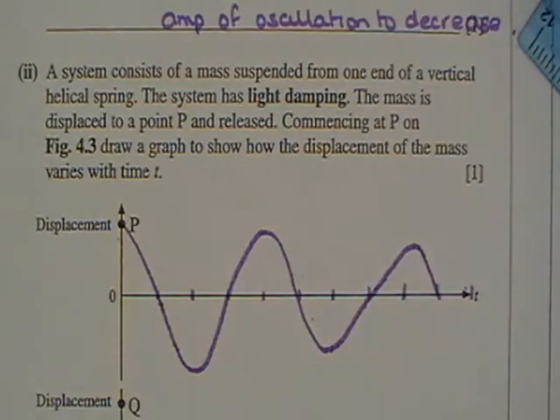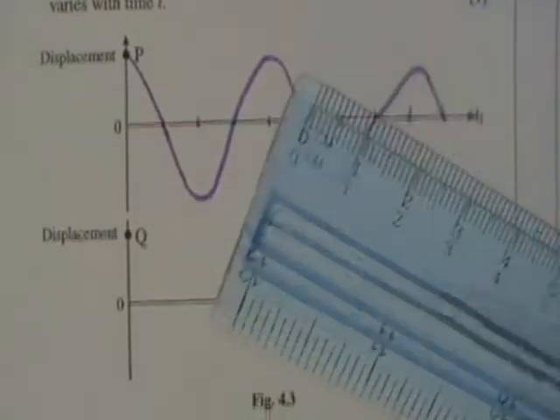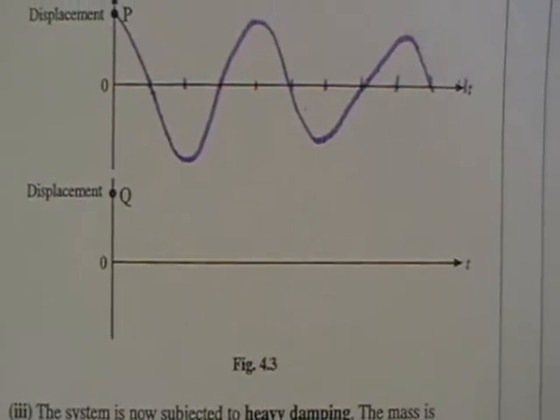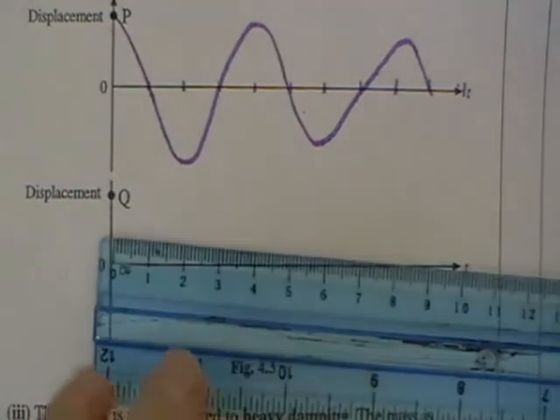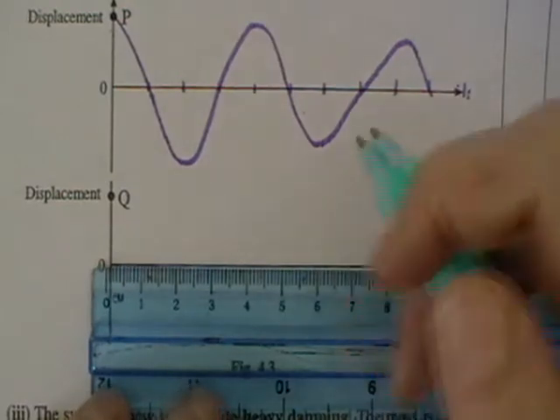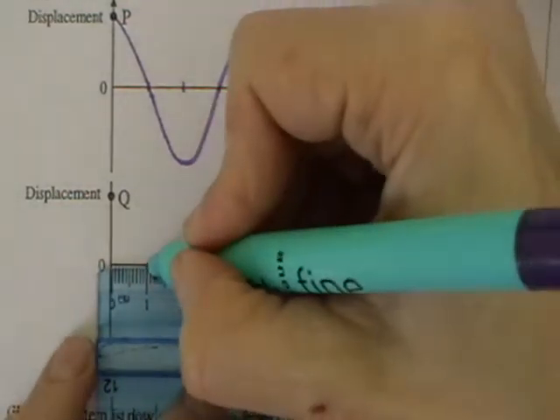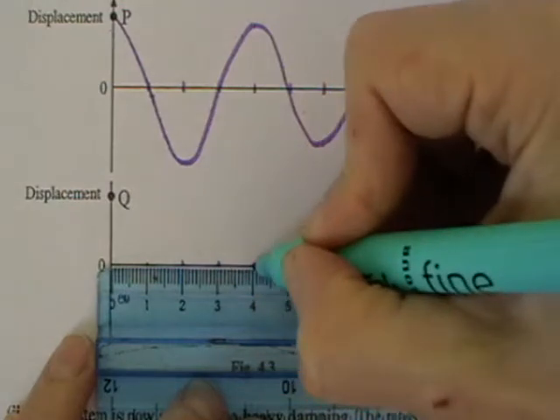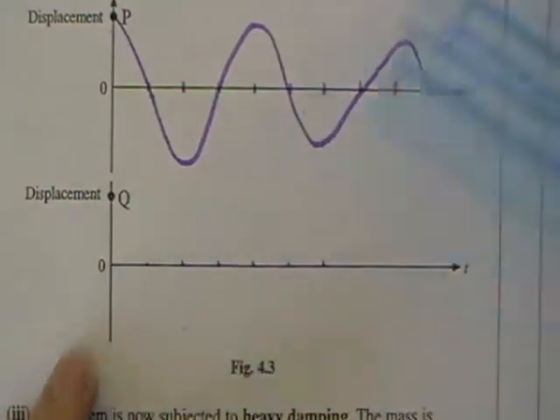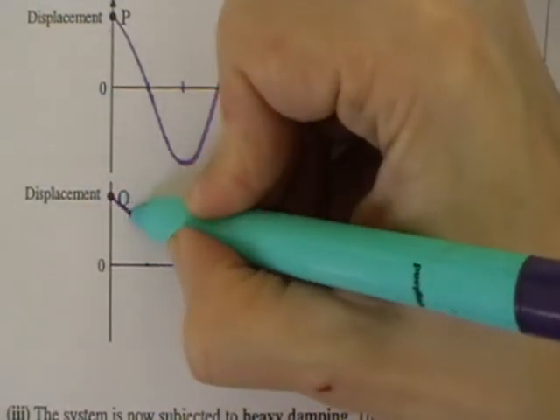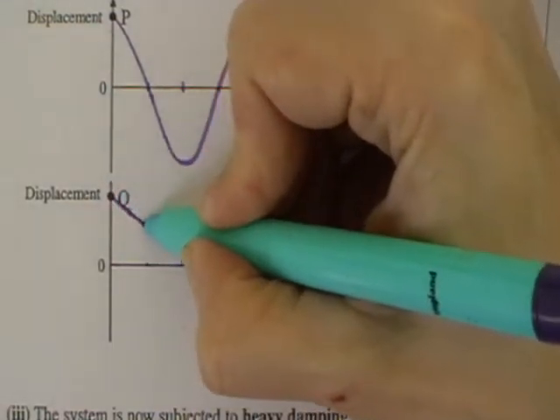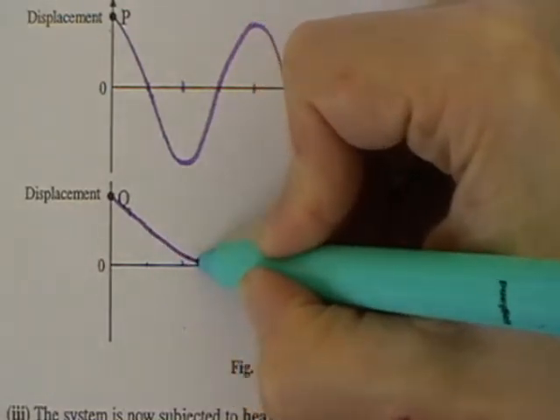something like that. And then the system is now subjected to heavy damping. The mass is displaced to a point Q and released. Commencing at Q, draw a graph to show how displacement varies with time. So what's going to happen is it's going to come to rest without really any oscillation at all. It's just going to do something like that there.